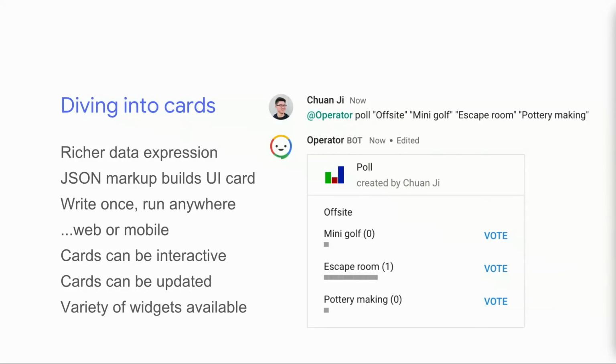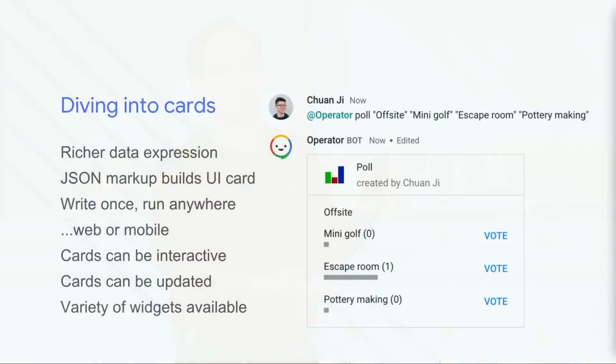So you can use JSON markup to construct the UI card. And the best part is that it's write once, run anywhere. Web, iOS, Android, they're all covered. You don't need to write a separate mobile version of your bot. Cards can be interactive, like the poll you see here. Users interact by clicking on the vote button. Cards are also updatable. So when users submit votes, the bar chart and the vote count update. Now, the user experience would be much worse if a new card was generated for every vote, right?